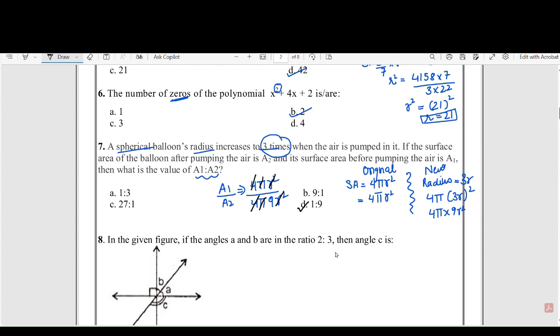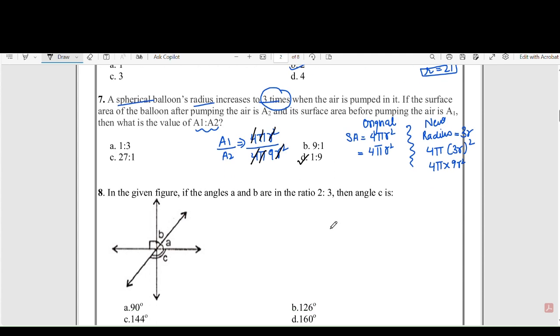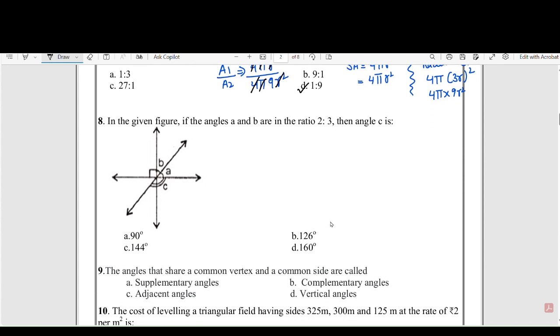Question number 8. This question is also in the NCERT book. Ratio is given as 2:3. A is 2x, B is 3x. Let me replace 2x and 3x. Since it is given 90, so other part is also 90. 2x plus 3x is equal to 90 degree. 5x is equal to 90 degree. x will be 90 by 5, which is 18 degree.